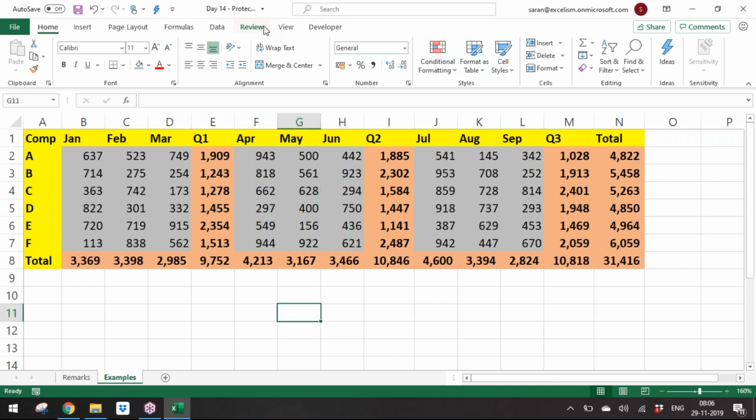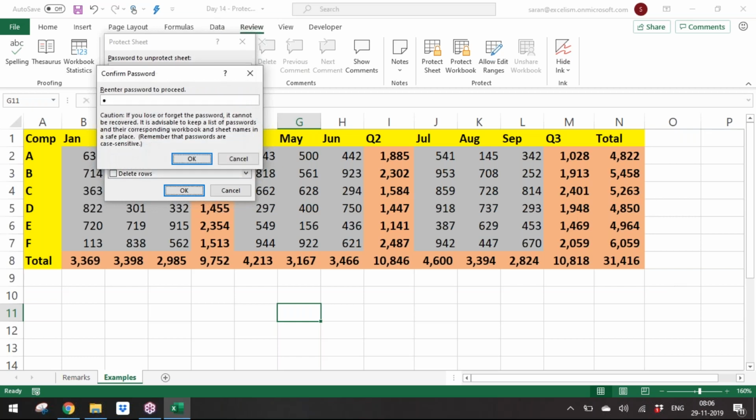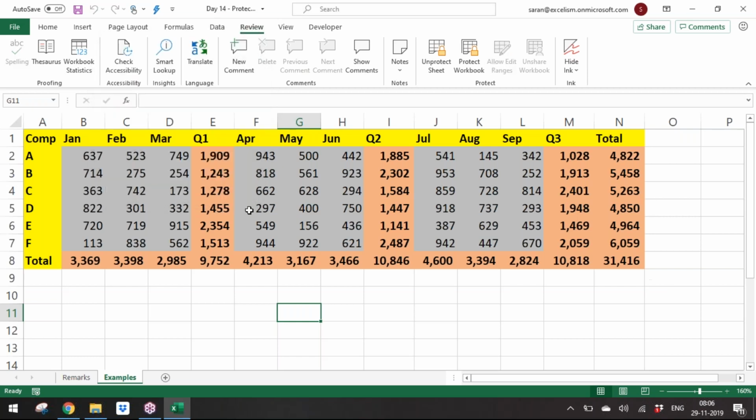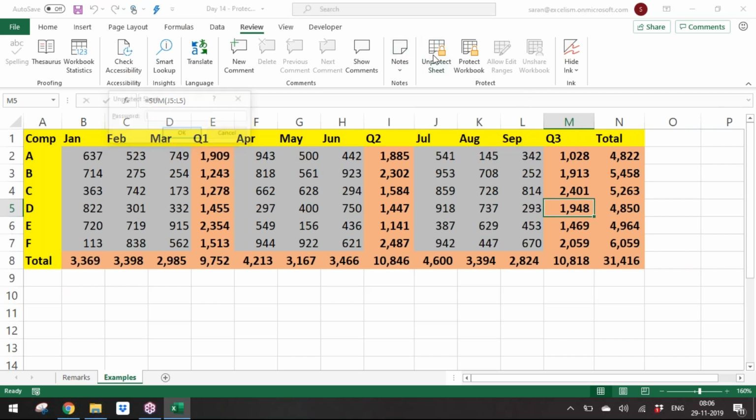Now, if I directly go to the Review tab and protect the sheet and give the password, that means every cell is a locked cell and every cell will become a protected cell. See, I cannot write anywhere. I may go into that cell, but when I try to write something, it gives me a pop-up. It's correct because every cell is locked and you applied the protection for every cell. Okay, let me give the password.